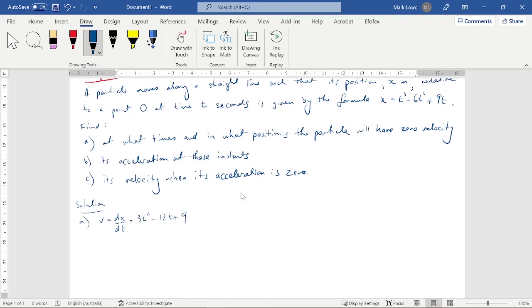While we're at it, we could also find a rule for the acceleration. If we have a for acceleration, that would be the same as dv/dt, but we could also write it as d²x/dt². All of those mean the acceleration. And we had a rule for that, and that's going to be 6t minus 12.